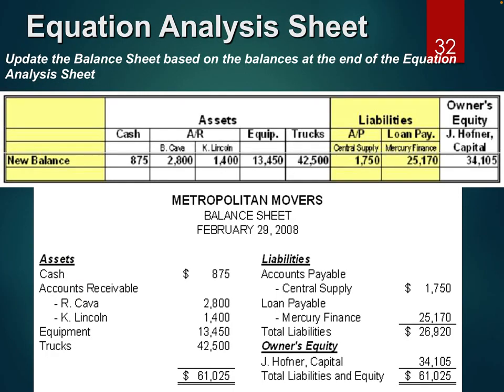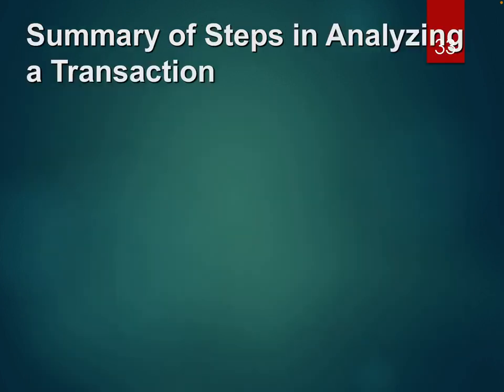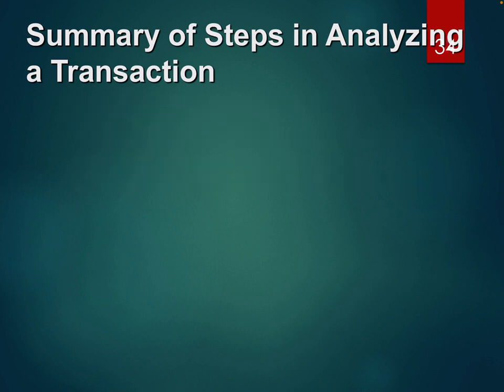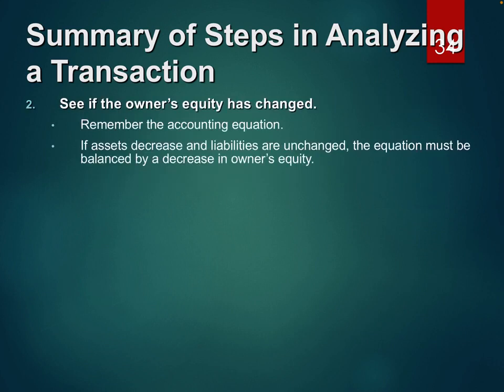And then when you want to go ahead and create a new balance sheet, you take all these new balances and you just put the new ones in, and you've created a new snapshot of what things basically look like. So, summary of steps in analyzing a transaction. First, you identify all the items, assets, liabilities, and changes. You have to carefully look at each transaction, figure out what item is being affected, if it's increasing or decreasing, if it's an asset or liability. See if owner's equity has changed. Remember the accounting equation. If assets decrease and liabilities are unchanged, the equation must be balanced by a decrease in owner's equity. So remember, if it's not an asset or liability, chances are it's going to be an owner's equity.